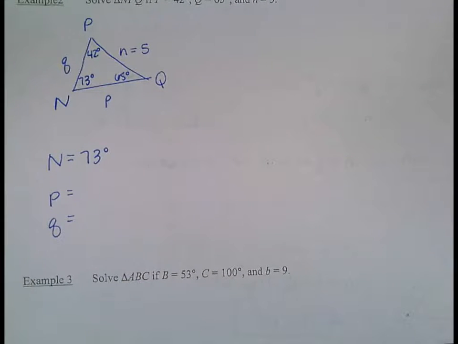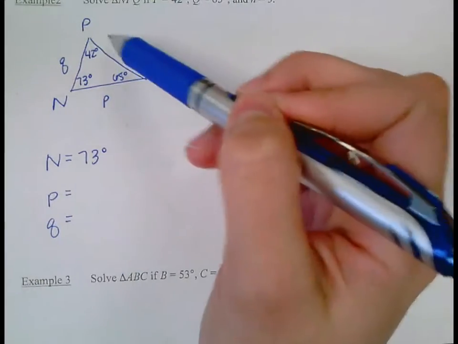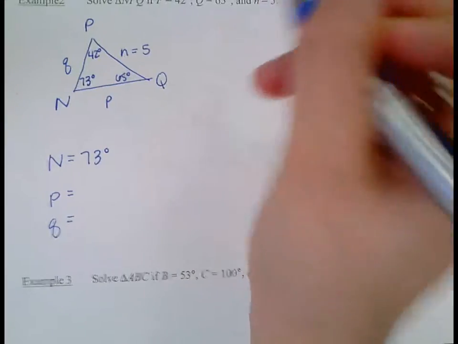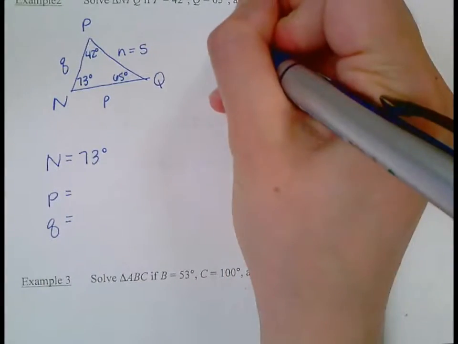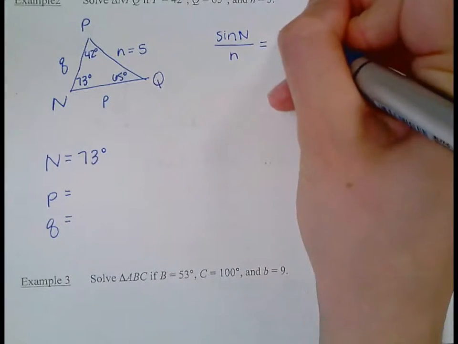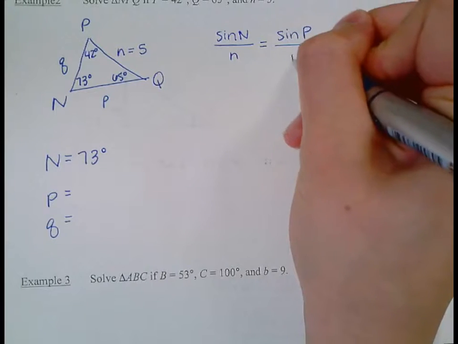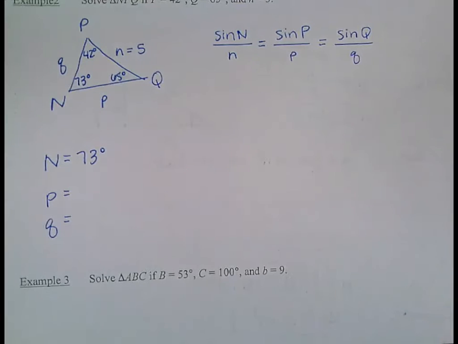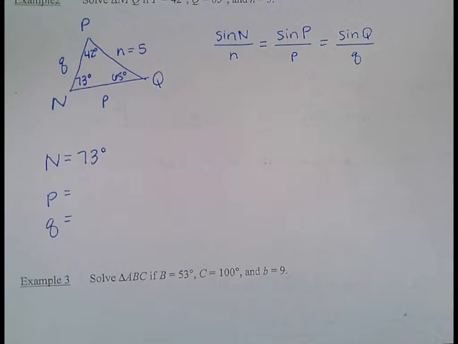And then to find the two side lengths, we need to use the law of sines. I'm going to rewrite it in terms of N, P, and Q. So it would be sine of N over little n equals sine of P over little p equals sine of Q over little q. So it's always sine of an angle over the opposite side, or its corresponding side length. Those are the ratios you set up.